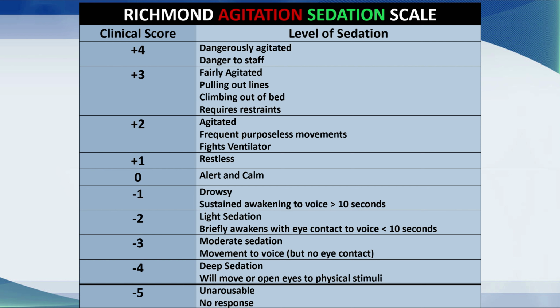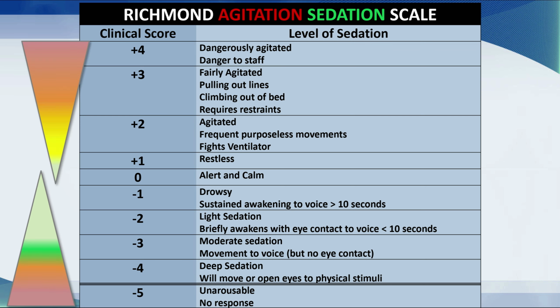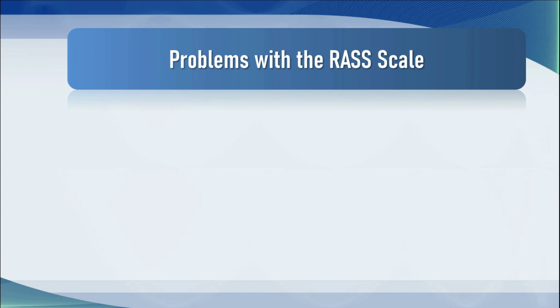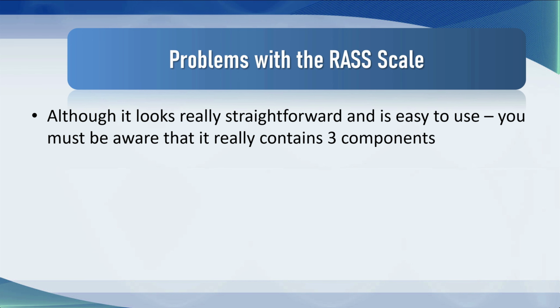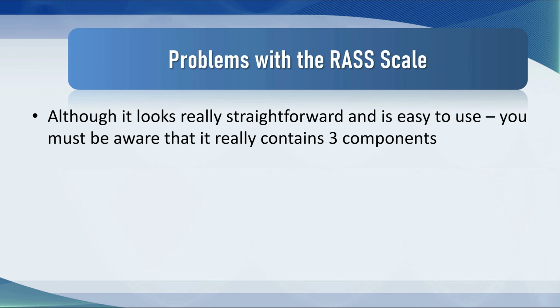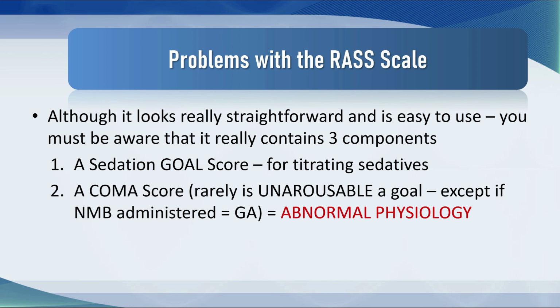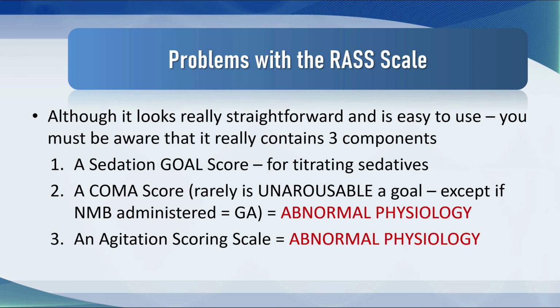It's very easy to use, but can be a bit confusing because of the undesirable extremes that are at the top of this scoring system and at the bottom of the scoring system. So I'm going to just mention a couple of the problems with the scale first. Although the RAS score is really straightforward and easy to use, you must be aware that it really contains 3 components: a sedation goal score for titrating sedatives, a coma score, because let's face it, rarely is unarousable a goal. So most of the time that represents abnormal physiology, and an agitation scale that always represents abnormal physiology.